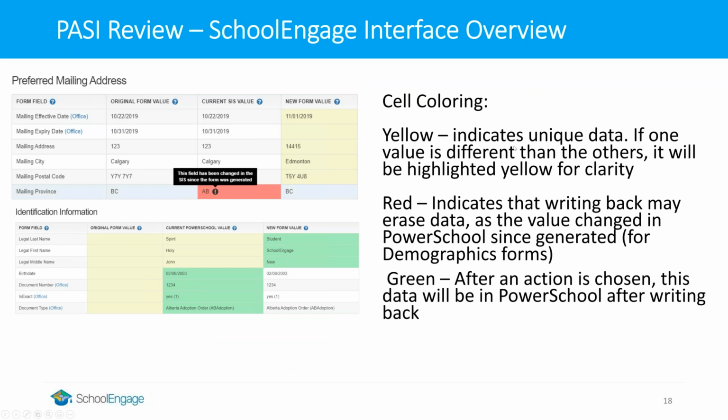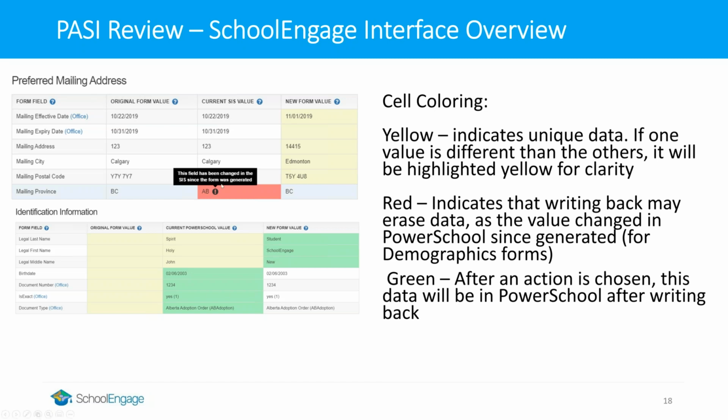So the next thing I want to go over is the coloring of the cells. As you might have noticed in the example, some of the cells are highlighted. The three main colors are yellow, red, and green. The yellow highlights are for fields that are unique in terms of data. As you can see in this example, the original form value, from when the form was generated, and the current PowerSchool value are both the same, but the new form value is different. So it's highlighting to catch your attention and say, okay, this field was changed at some point in this process.